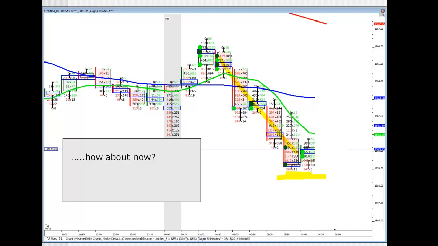And if you notice, we haven't been able to take out the open of the prior period, and I ended up with a spinning top. So obviously there's still selling pressure in the market, and the momentum is still to the downside. We don't see anything that negates that, and let's continue on and see what happens.